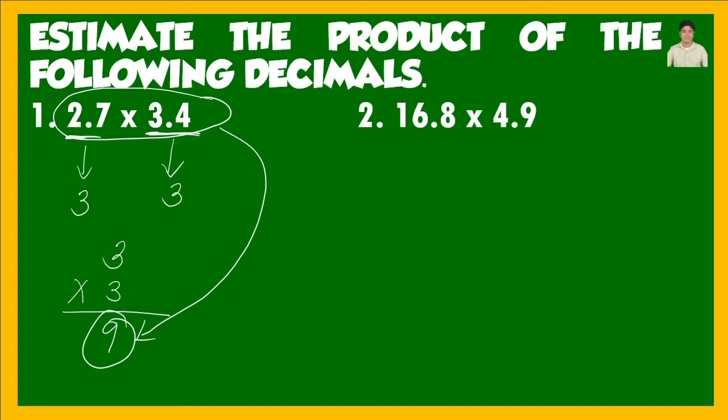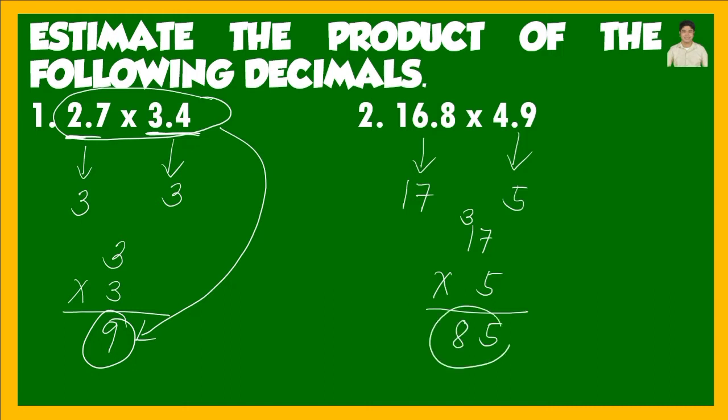Next, 16 and 8/10 times 4 and 9/10. In 16 and 8/10, pag ni-round up natin yan to the nearest whole number, magiging 17. And then, itong 4.9 or 4 and 9/10 magiging 5. So, therefore, we're going to multiply 17 by 5. 7 times 5, we have 35. So, we'll write 5 and then carry 3. 1 times 5, 5 plus 3, 8. So, the estimated product of our given is 85.